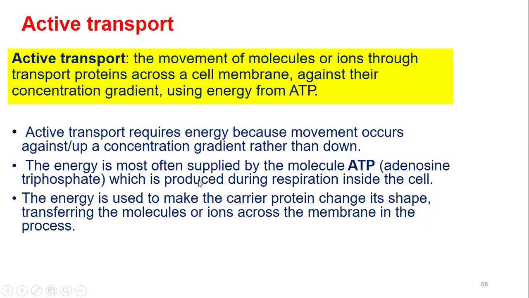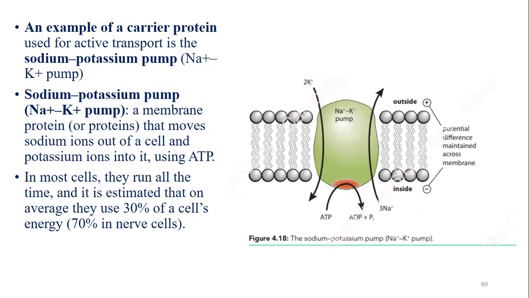And one other thing we need to note is that when you look at the carrier protein, it keeps on changing shape. So for it to change shape, it requires energy. That is why this process is referred to as an active process. An example of a carrier protein is what they call a sodium-potassium pump. This is found in the cell surface membrane of our cells. It uses energy to pump 3 sodium ions out of the cell and then 2 potassium ions into the cell.